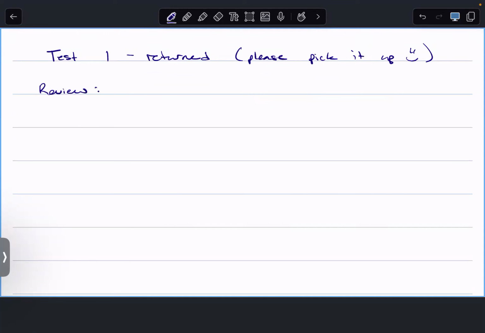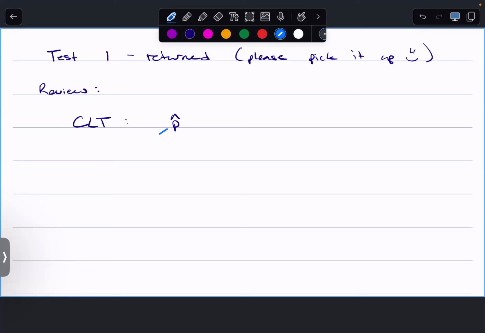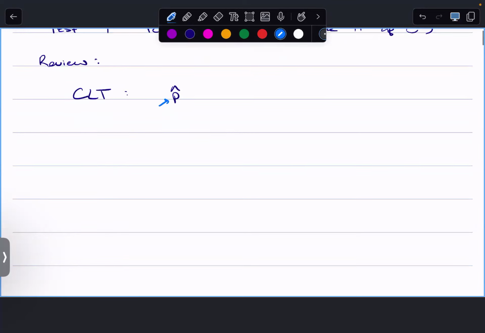How about some review from last day? We started talking about sampling distributions. We introduced the idea of the central limit theorem. So the CLT, the central limit theorem, which says that the distribution of, we start with sample proportions, right? We say that the distribution of sample proportions, and I'll do little kind of annotations here.